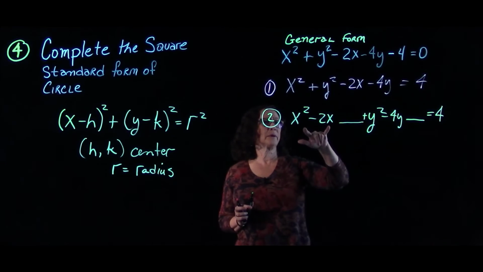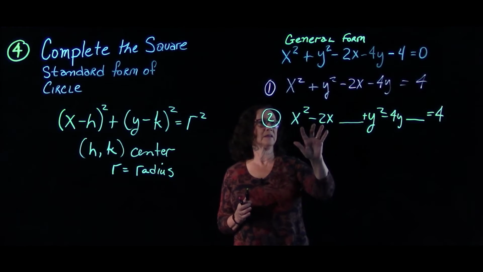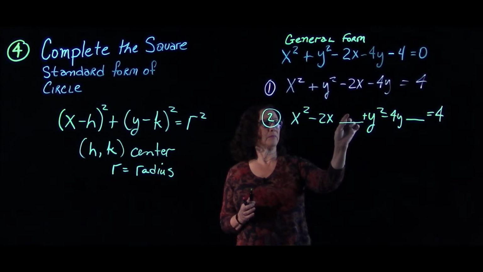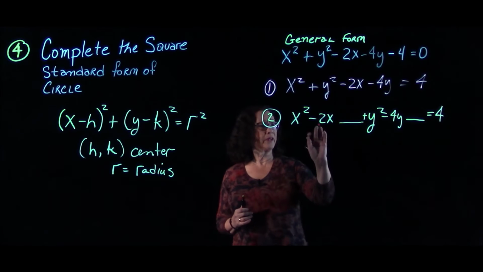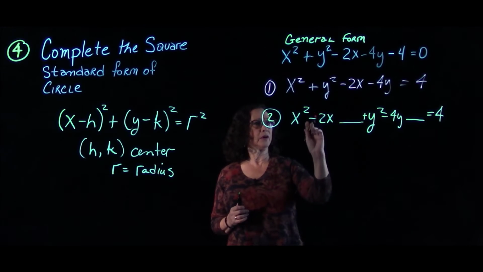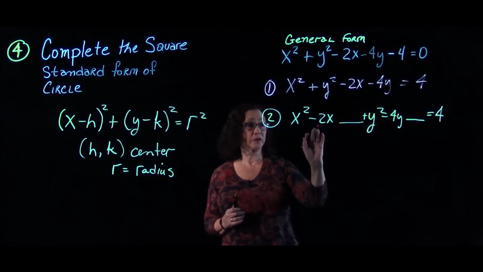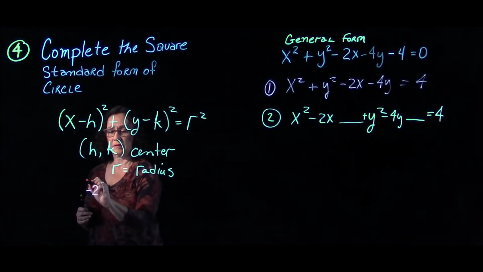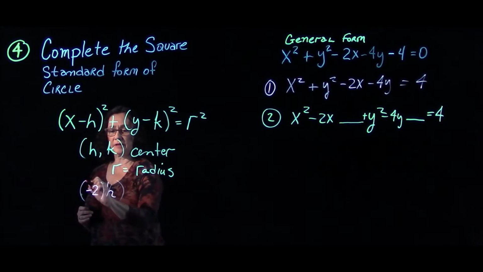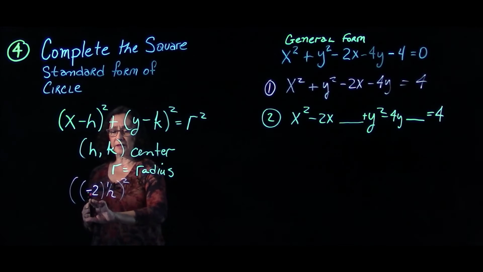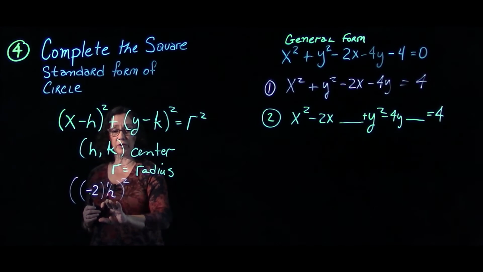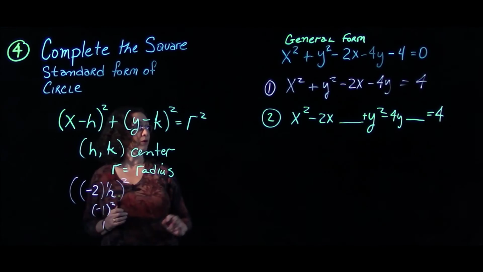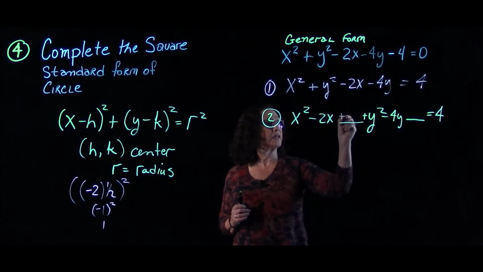So now I need to think about what's happening inside this trinomial in order to find my term for the constant. The way you find that is you take the coefficient of your linear term, cut that in half, and then square that. Negative 2 times 1/2 is negative 1, and negative 1 squared is a positive 1. So I'm going to add 1 here.